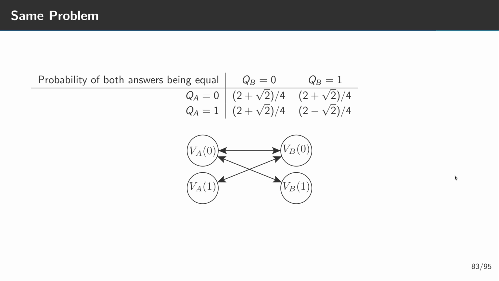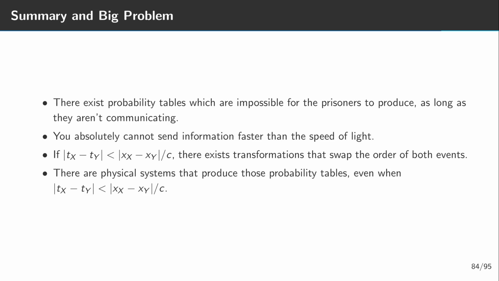With a slightly more complex argument, one can show that this table here is also impossible. I've actually shown in the handout mathematically that this is also impossible. Note that this impossibility is also known as violating Bell's inequality or violating the CHSH inequality. So to summarize, we found that there exist probability tables that are impossible for the prisoners to produce without communicating.